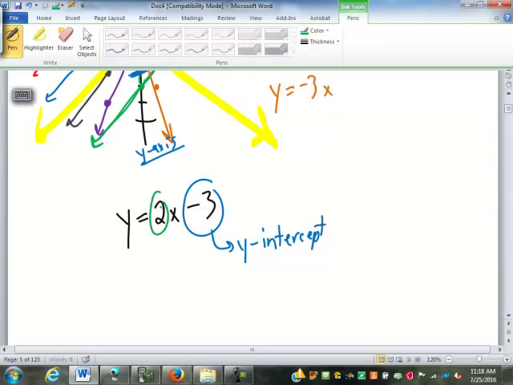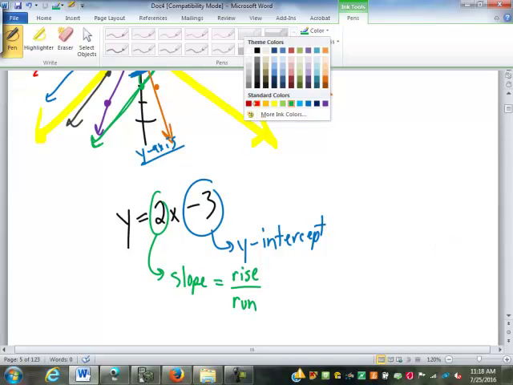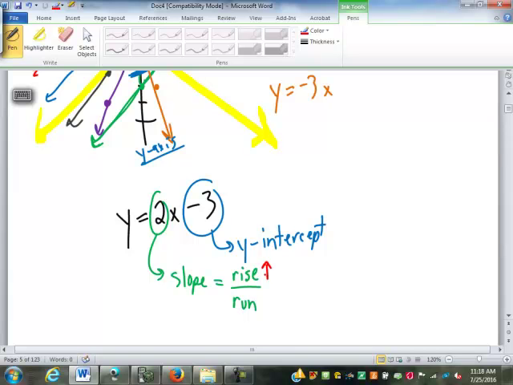This number we said describes the angle or steepness of the line. That is referred to as the slope. Now the slope is actually a fraction, where the numerator describes what's called the rise. That's how far we go up or down. And the denominator describes the run. That's how far we go from left to right. So rise can go up or down. Run always goes left to right.